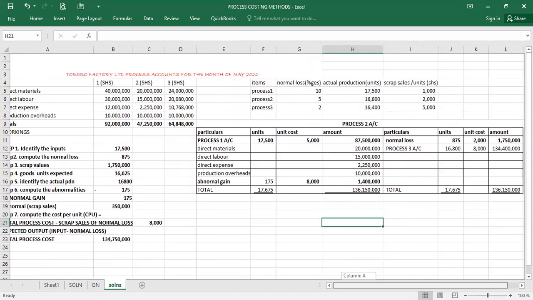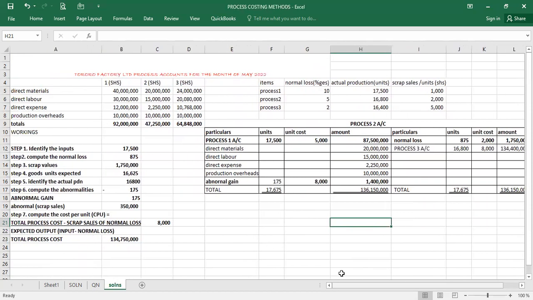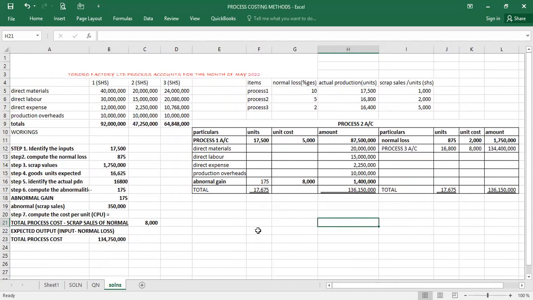And that's all we need so that we'll be able to get that right, and we proceed to the next one. So that's it, and that's the information we needed for that process 2 account. We are going to the last process, and we are going to repeat the same information so that we get to know what will be the final accounts.